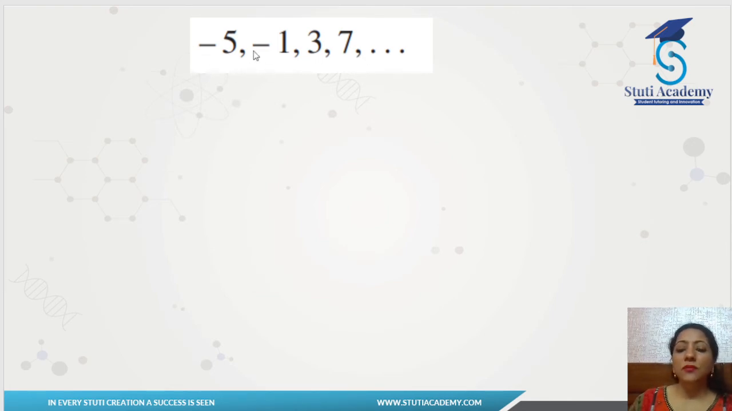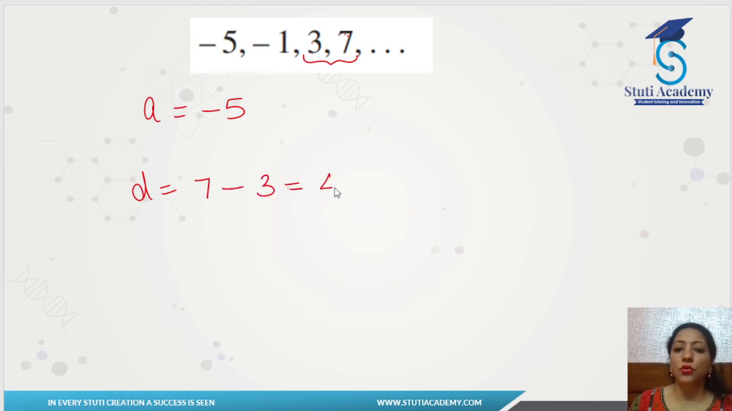Now coming to the next one, we have minus 5, minus 1, 3, 7 and so on. Here the first term is minus 5 and for the common difference, you can just take two numbers randomly. We can take these two. So from this one, we'll subtract 3. So 7 minus 3 will give us how much? 4. Every time we are adding 4. Please notice the numbers here are increasing, so the common difference is a positive number.